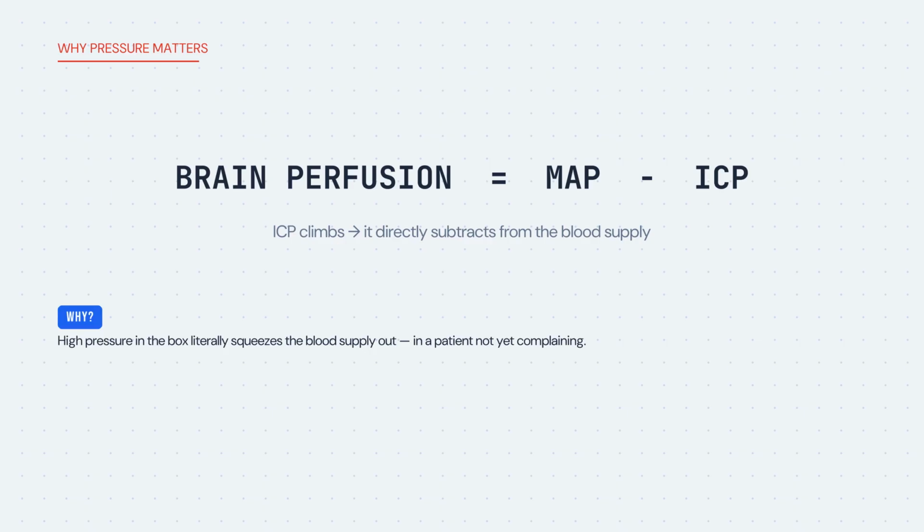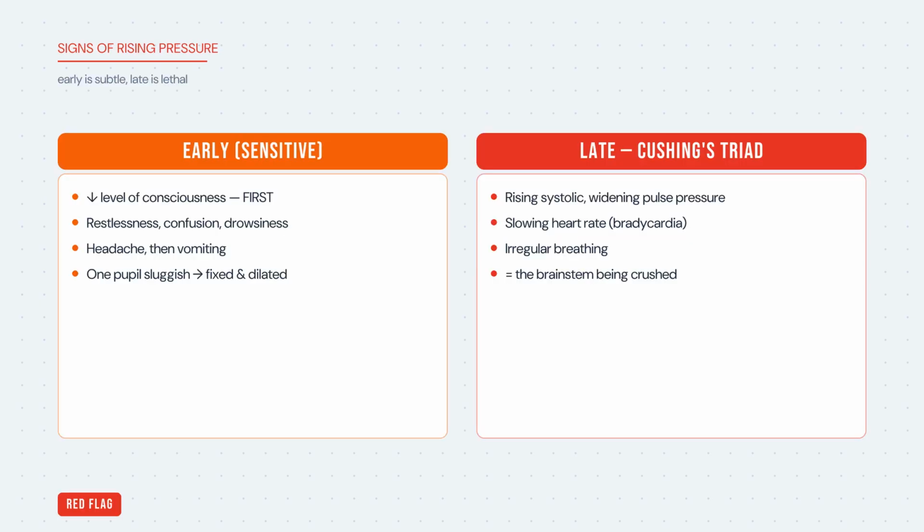High pressure in the box literally squeezes the blood supply out. That is why we care about a number you cannot see in a patient who is not yet complaining. So what does rising pressure look like? Early, the most sensitive sign is a change in level of consciousness. Restlessness, confusion, drowsiness, then headache, then vomiting, often without nausea.